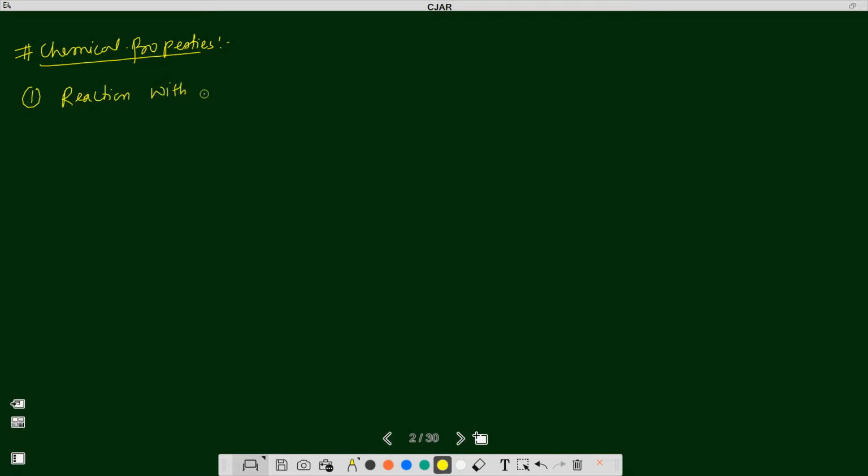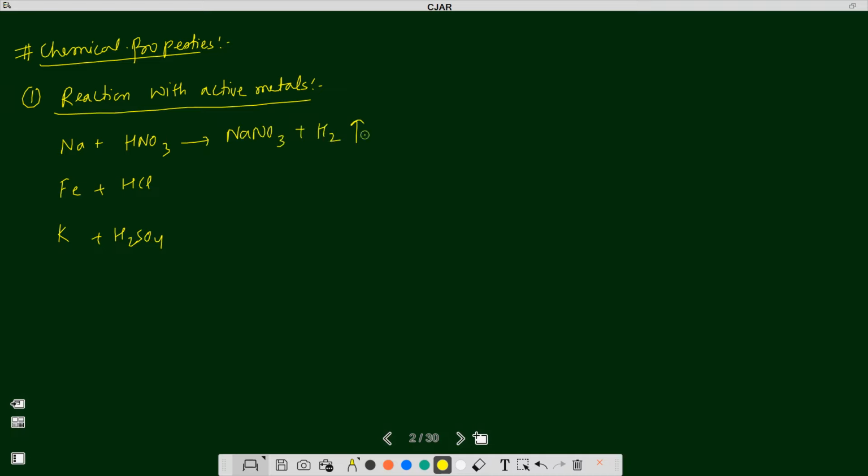In chemical properties, the first one is reaction with active metals. For example, when sodium, iron or potassium is allowed to react with acid, it will form a salt: NaNO3 plus H2 gas, FeCl3 plus H2 gas, K2SO4 plus H2 gas. Understood? That is the first reaction.